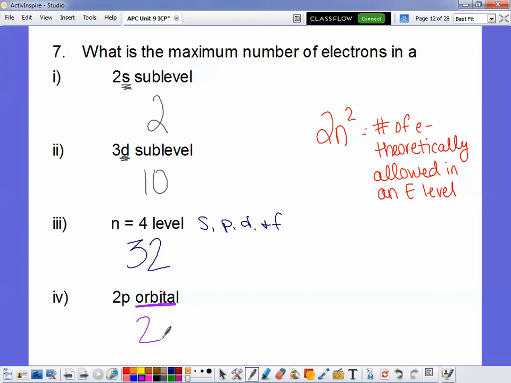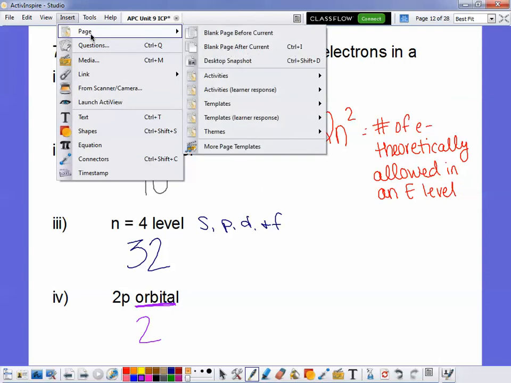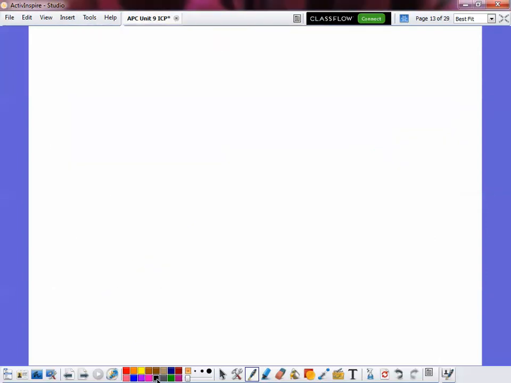So, I am going to add in another page, and I don't remember if this was in your guided notes or not, but I suggest you draw this off to the side.